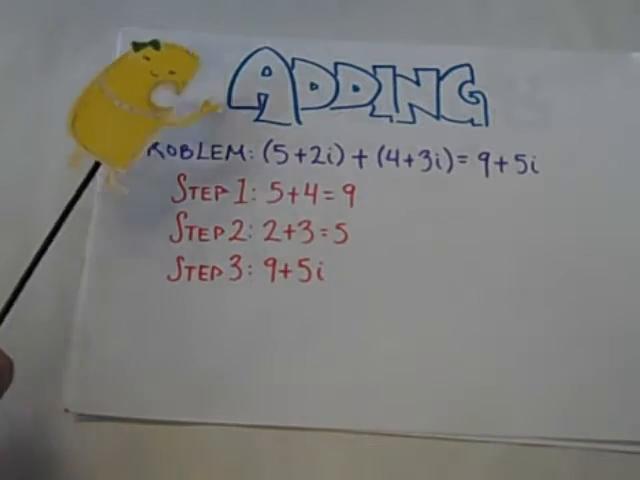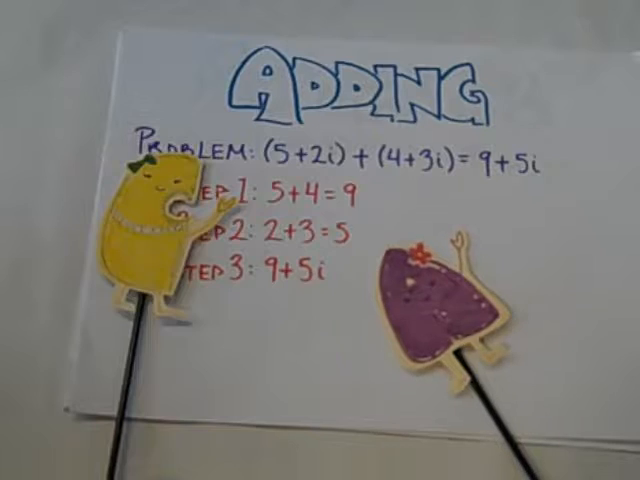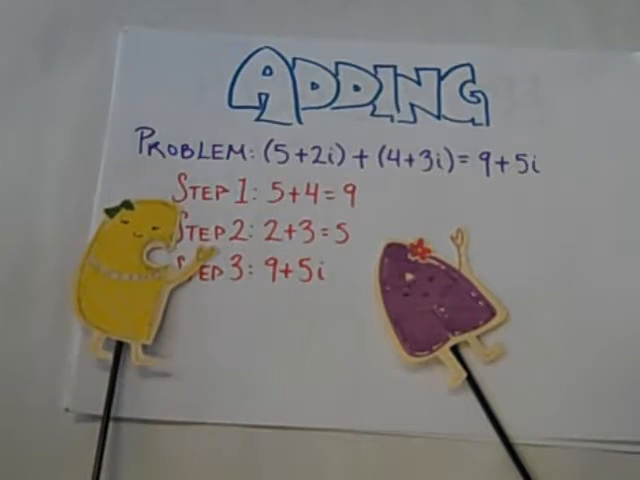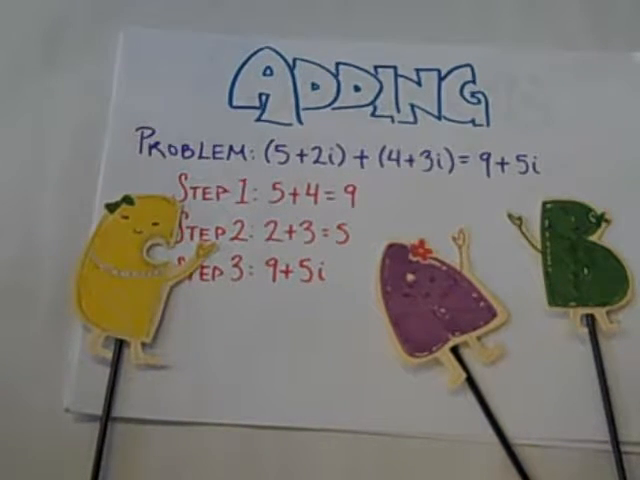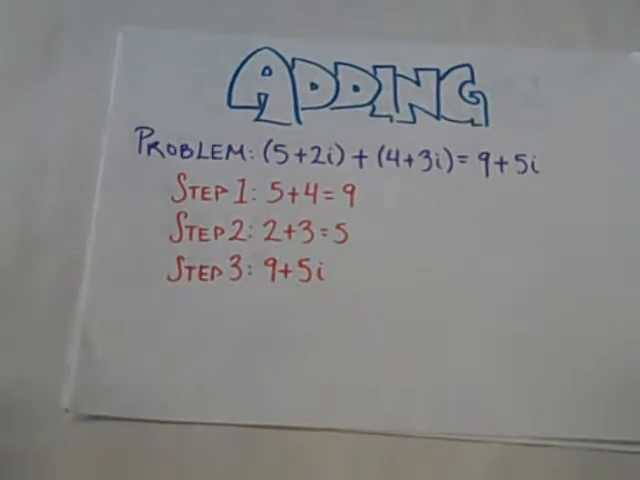Let's try an example. 5 plus 2i plus 4 plus 3i. We will begin by adding the a, which is 5 plus 4, which equals 9. Then we will add the b, which is 2 plus 3, which equals 5. After rewriting the equation in standard form, we get the final answer, 9 plus 5i.